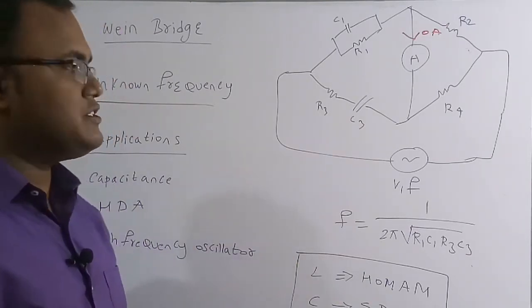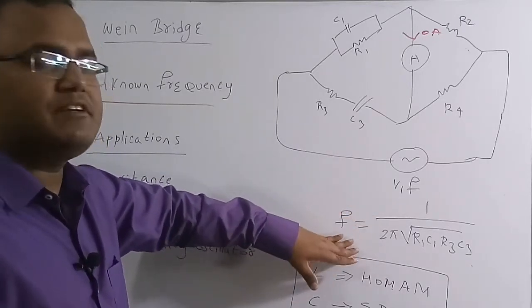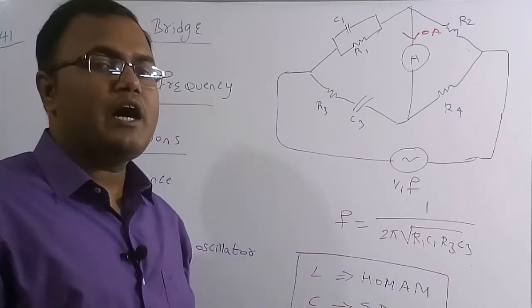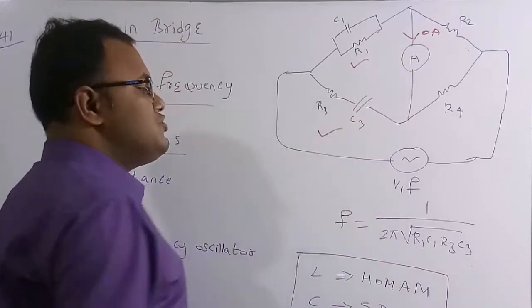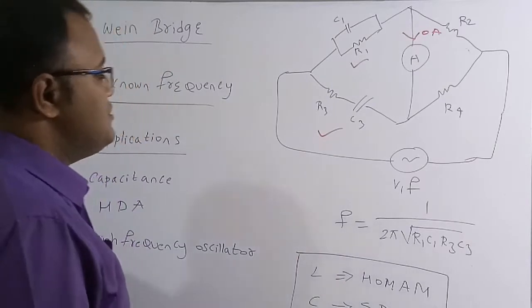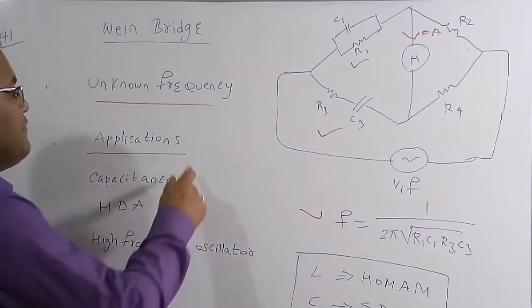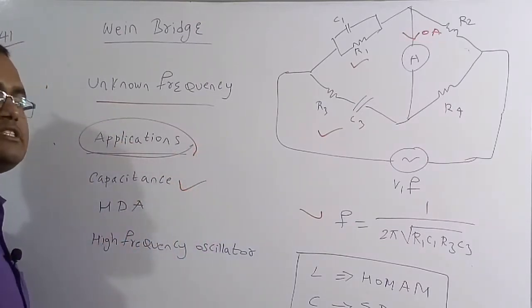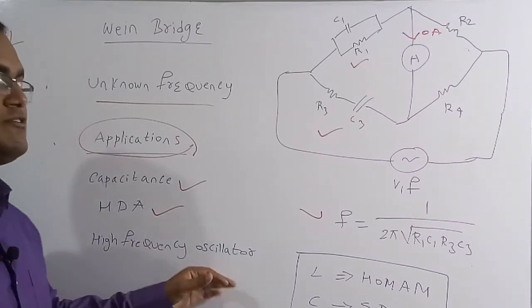By using this zero ampere null deflection method and the balanced condition, we figure out the unknown frequency. Finally we get the frequency of the unknown source as 1 by 2 pi into root over R1 C1 R3 C3. These are R1 C1 and R3 C3. Based on these variables, we get the frequency. Therefore, the Wien's bridge is used for the measurement of frequency. Some other applications of the Wien bridge: it is also used for capacitance measurements, in the harmonic distortion analyzer, and in the high frequency oscillator.